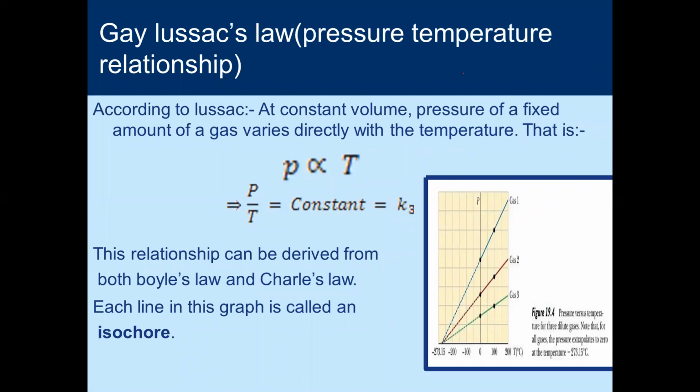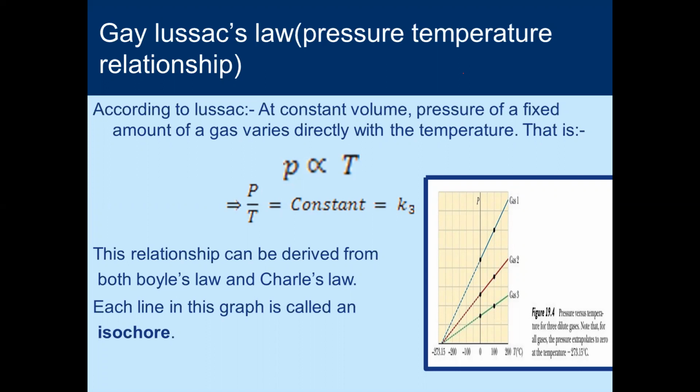Then the next law is Gay-Lussac's law. It tells us about the relationship between pressure and temperature. It states that at constant volume, the pressure of a fixed amount of a gas varies directly with the temperature. So P is directly proportional to T. Here again, temperature is taken on the absolute scale. So P upon T is equal to a constant. It is equal to K3.